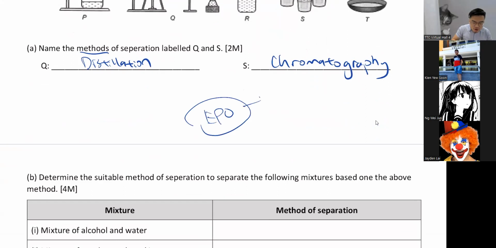Why? Because EPO will make your body make more red blood cells. When you have more red blood cells, you carry more oxygen, you have better stamina. You can cycle faster and longer. So that is cheating. If they find EPO in your urine, they will strip away your title. They will take away your title because you are cheating.